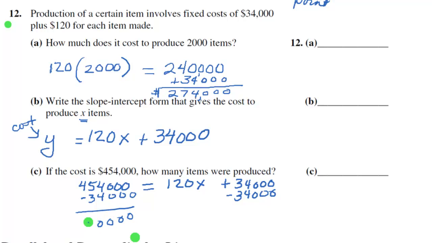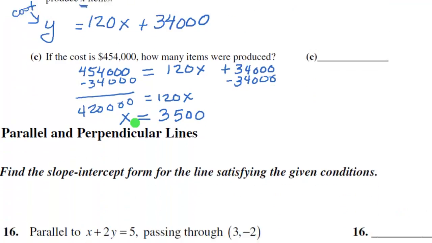And so here we have $420,000 to produce 120 items. And so we need to divide by 120 so we can figure out how many items there are. And when you divide 420,000 by 120, we get that we have 3,500 items that were produced.